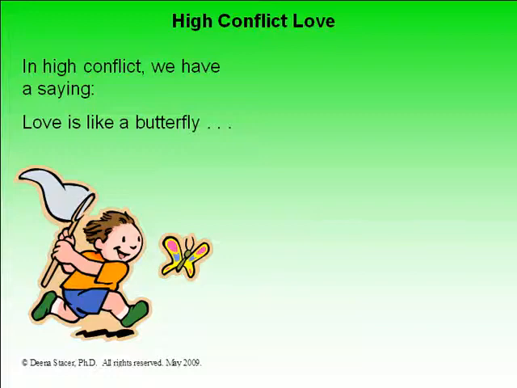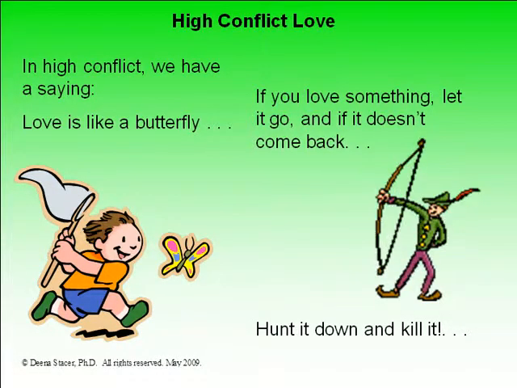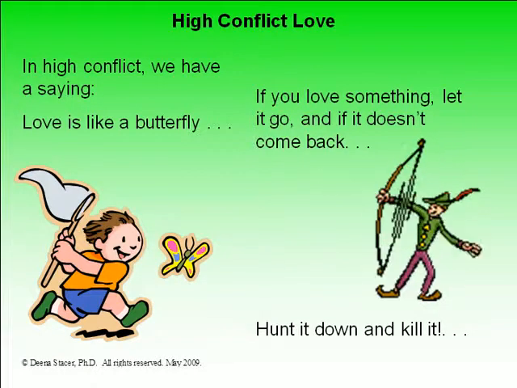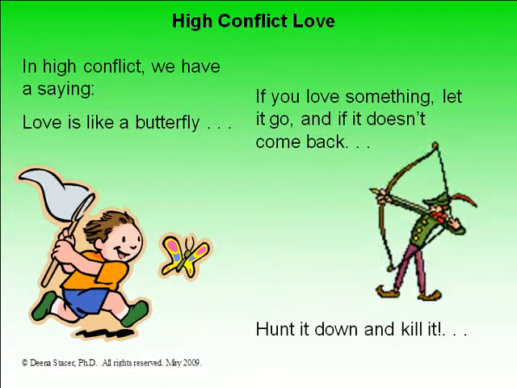And for years, we've used this little statement when somebody comes in and starts describing maybe a relationship they're trying to get out of. We say that for high conflict, love is like a butterfly. If you love something, let it go. But if it doesn't come back, you hunt it down and kill it. So that's the high conflict love, or the definition of high conflict in lay terms.